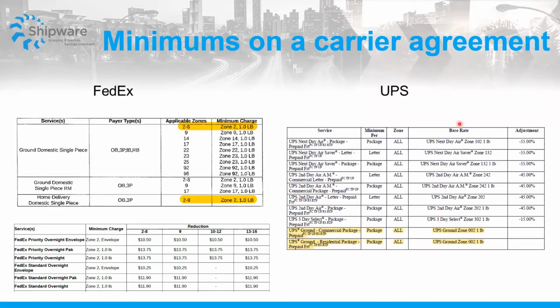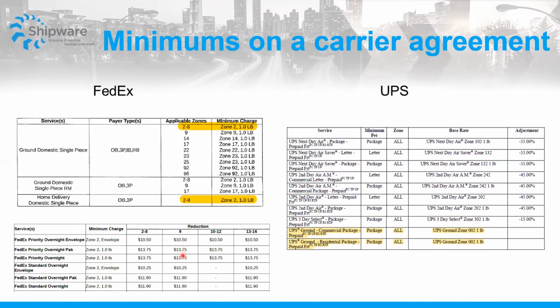So FedEx and UPS have set up their agreements differently. FedEx groups their minimum charges with the corresponding service. So if you see on the left, this top section is from the ground services. So you see you have ground domestic single piece, you have home delivery domestic single piece, the applicable zones, and the minimum charge associated with that zone. Then down below, we have the domestic express, a subset of services from there. You see priority overnight, envelope, pack overnight, et cetera. You have the minimum charge, Zone 2 envelope, Zone 2 1-pound, and then the reduction off of that minimum.